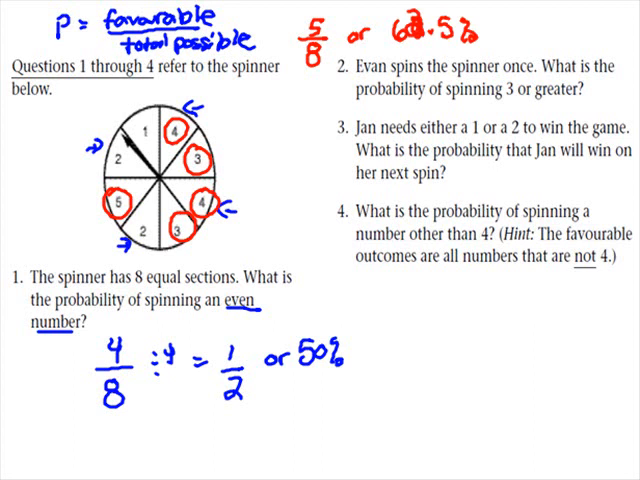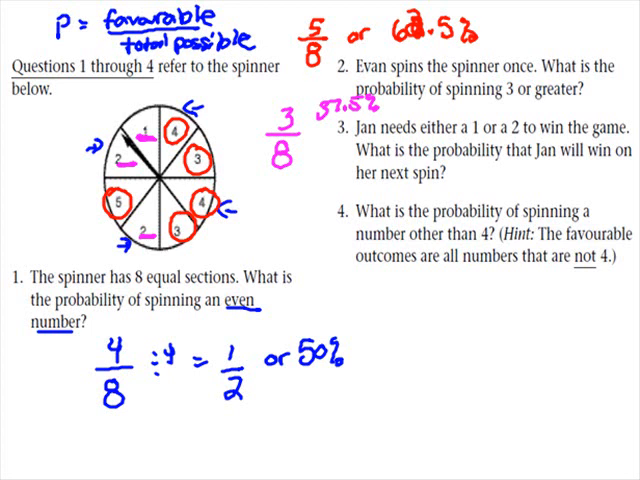Jan needs either a 1 or a 2 to win the game. What is the probability that Jan will win her next spin? Well, she needs a 1 or a 2, so go through and see what your favorable outcomes are. That would be anything that's a 1 or a 2. I only see 3 sections that are favorable to Jan out of a total of 8 sections. So 3 out of 8 chance, or a 37.5% chance. By changing it to a percentage, you might be able to easily understand if this is likely or if it's not likely.